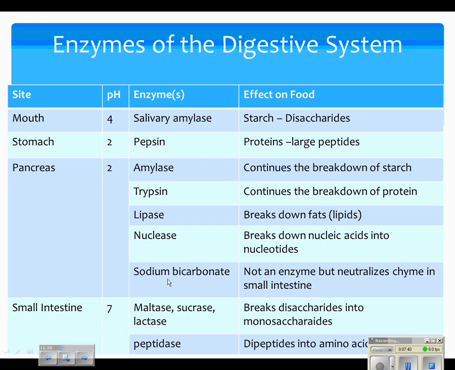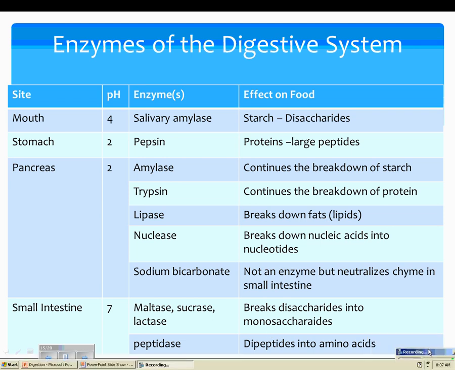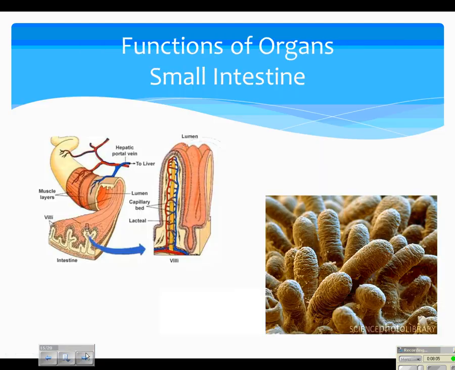And then from the small intestine, we get secretions of maltase, sucrase, and lactase, which are going to break the disaccharides, since the starch digestion has already started, into the monosaccharides to be taken up into the bloodstream. And peptidase, which is going to bring dipeptides into amino acids, so continued breakdown of proteins.